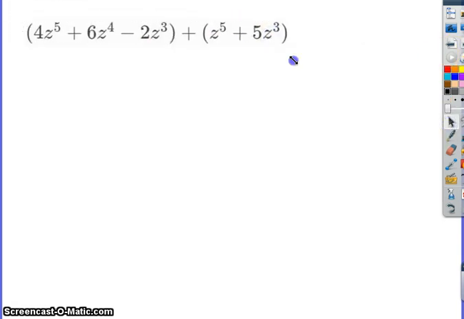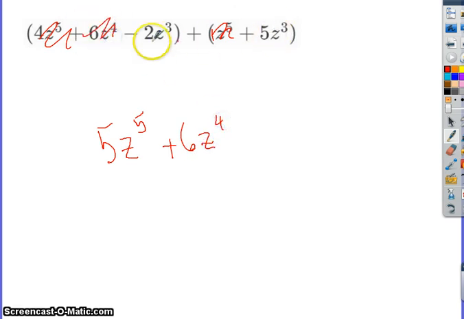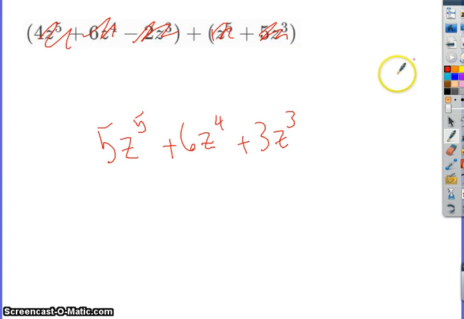And there's no minus in front of there, so I don't need to distribute. So for the z to the 5th, I've got 4 and 1 make 5, z to the 5ths. There's only this term here in the 4ths, plus 6z to the 4th. And then the z to the thirds, I can add together 5 and minus 2 to make 3, z to the third. Okay. All right, and that's it. So please attempt your assignment number 19.